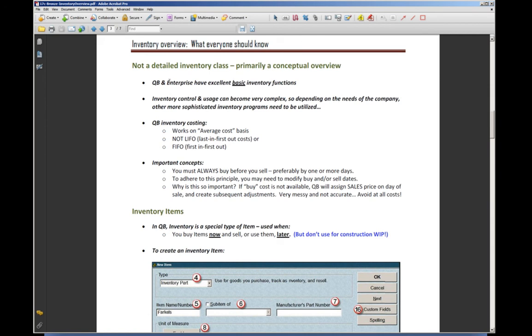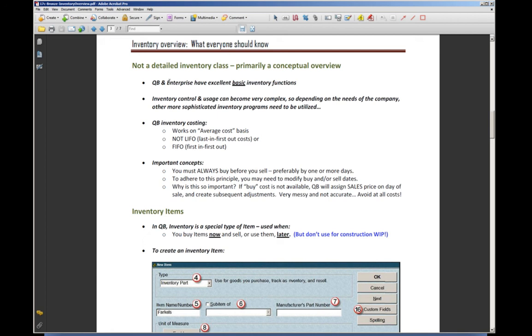QuickBooks and Enterprise have some excellent basic inventory functions. Now, depending upon the nature of your company, inventory control and usage can get very, very complex. So depending upon the needs of your particular company, you may end up needing other more sophisticated inventory programs to plug in with your QuickBooks, and there are a variety of them out there. But QuickBooks still has a lot of power on the inventory side, so we want to get a feel for what's out there.